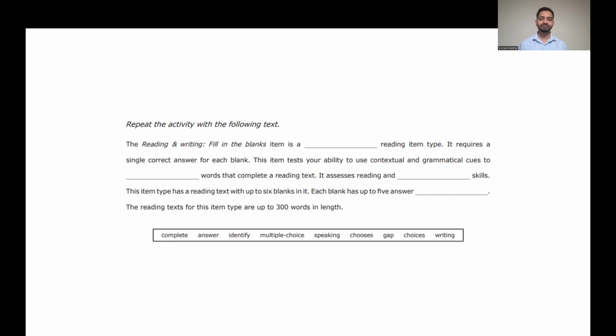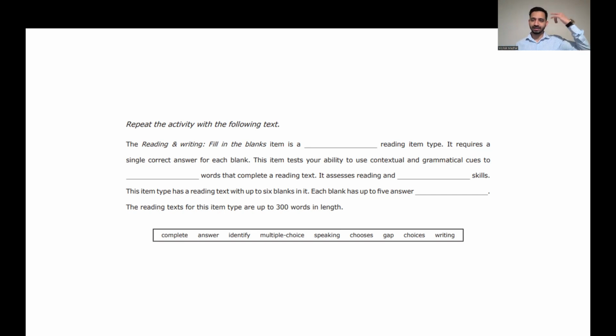Each blank has up to 5 answer choices. Obviously, you're looking for the correct one, but we'll talk about that. The reading texts for this item type are up to 300 words in length. Okay, I'll just read it out again.